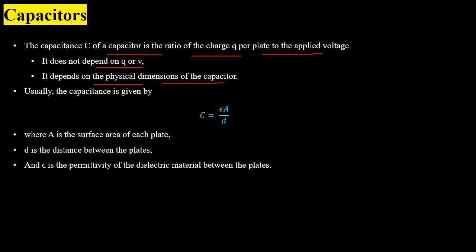Usually, capacitance is equal to the product of permittivity of the dielectric material between the plates multiplied by the surface area of each plate, all divided by the distance between the plates. The mathematical form is shown here. Epsilon is the permittivity of the dielectric material between the plates, A is the surface area of each plate, and d is the distance between the plates.